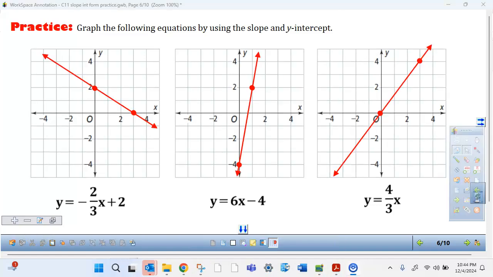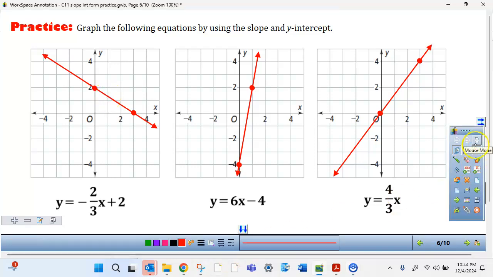All right, the first one, look at your y-axis. Did you begin at 2? That's the first thing I want you to analyze. And then from that point, did you go down 2/3 for every x? Down 2/3 for every x. Or proportionately, did you go down 2 for every 3x?